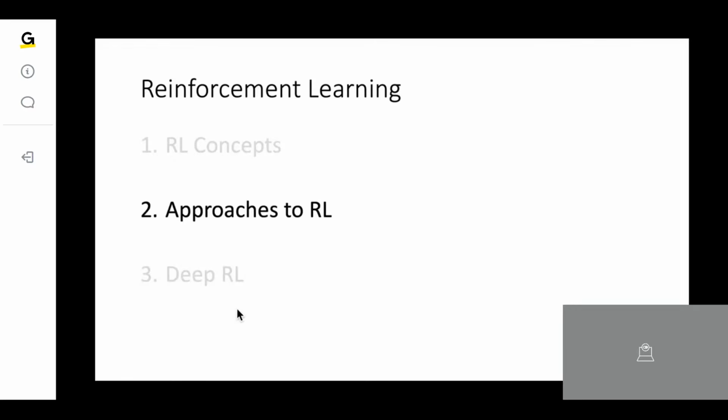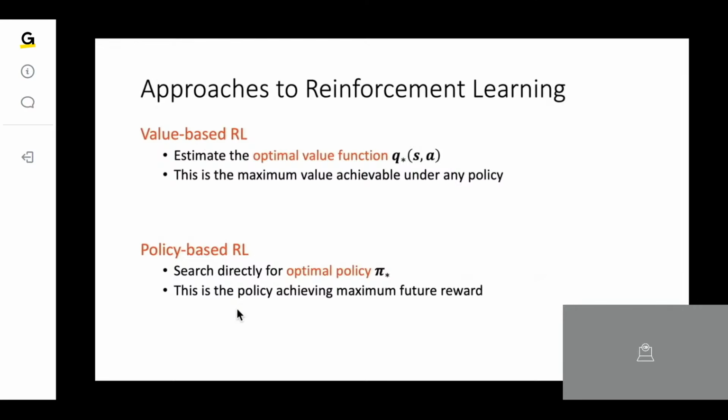So next we move to the second part of this presentation. We know about policies, optimal value functions, and approaches to RL. There are broadly two classes of algorithms that help the agent learn optimal behavior. One is value-based RL, where the goal of the algorithm is to estimate the optimal value function, Q star of S comma A, which is the maximum value achievable under any policy. Once this is estimated, pi star can be derived from Q star of S comma A.